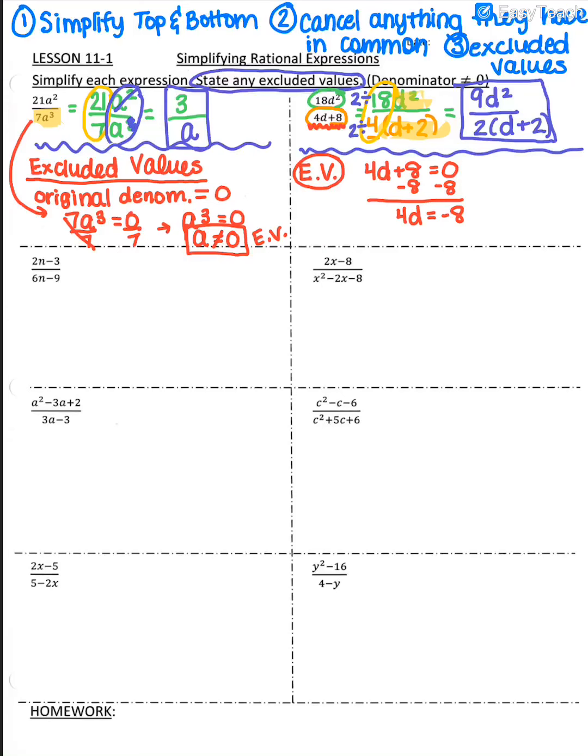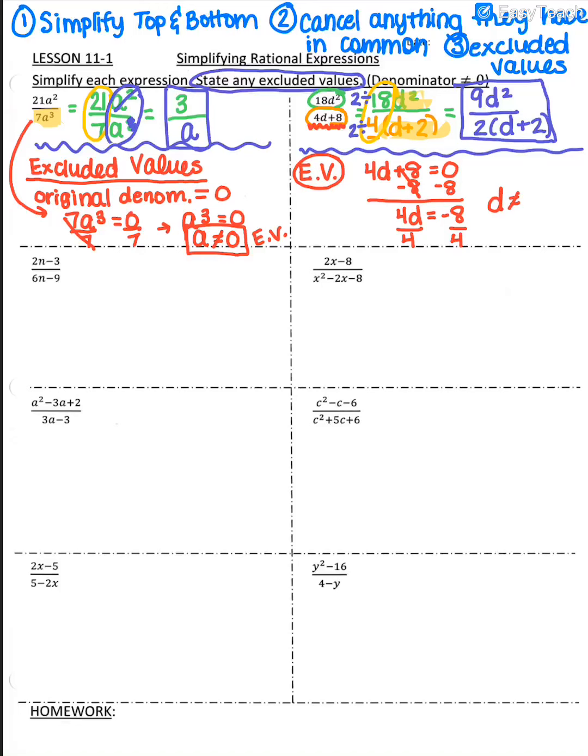Okay, so I have 4d equals negative 8 once I moved this 8 over to the other side. Now I'm going to divide both sides by 4. So I end up getting d, and we want it to not be equal to negative 8 divided by 4, which gives me negative 2. So that is my excluded value.